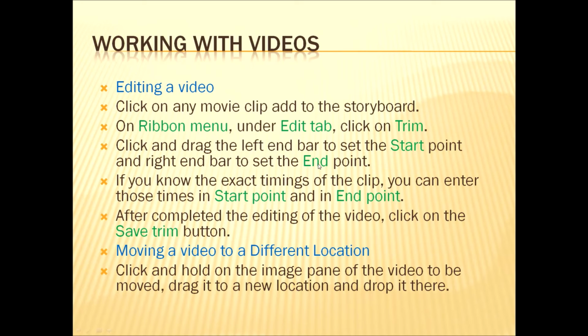Next we will see how to edit a video. See, what are all the steps? Click on any movie clip that is added in your storyboard. Second step is on ribbon menu. Under edit tab, click on trim. You can use the start and end point to edit your video. Or else if you know the exact start time and end time, you can specify it in that option. After completing that work, you can save the video that you have trimmed.